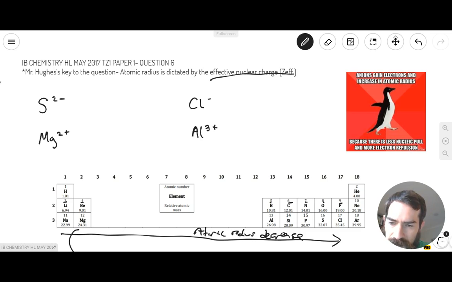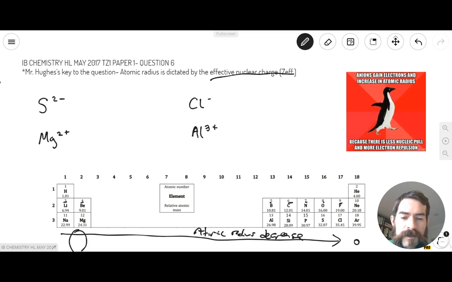So you might start off with a radius like this for a sodium atom and end up with a radius like this for an argon atom. So as you go from left to right across the periodic table, the general trend in atomic radius is that it decreases because you get more positive protons into the nucleus, and so the nucleus's effective nuclear charge increases.